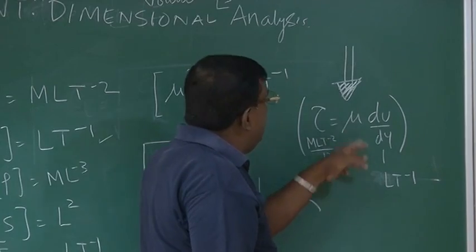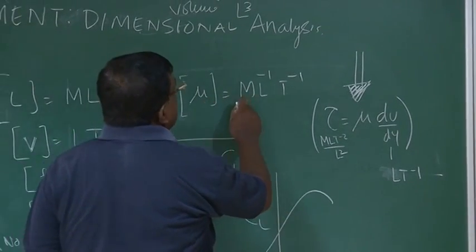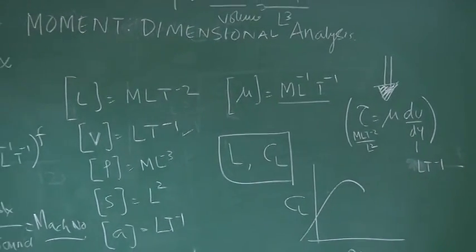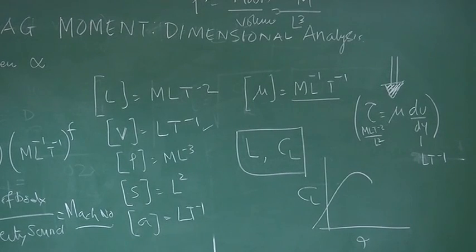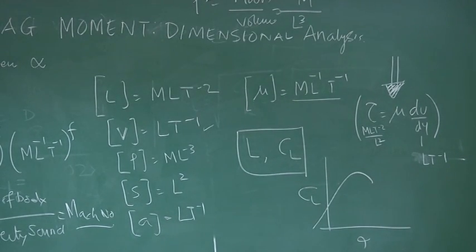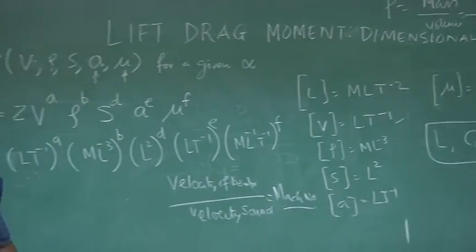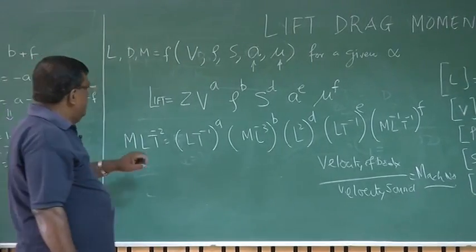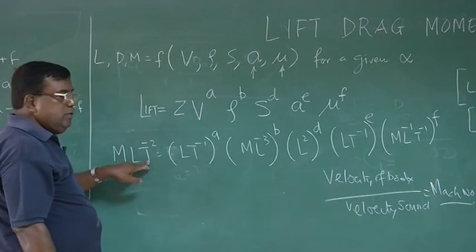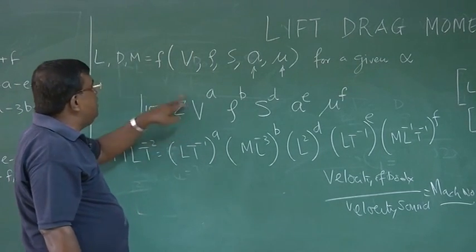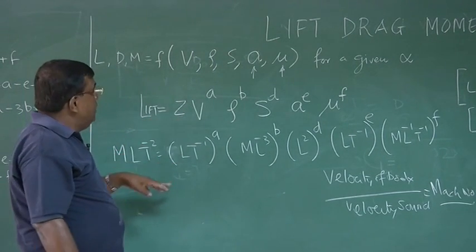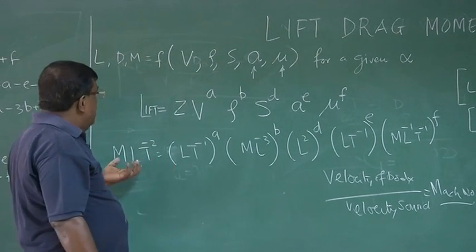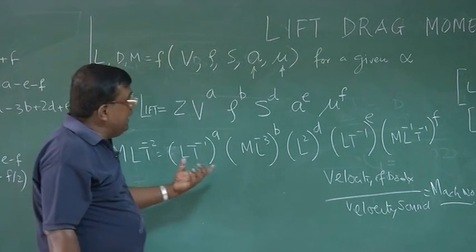So from this I can find out the dimension of coefficient of viscosity as M L minus 1 T minus 1, or otherwise also from basic definition you can check the dimension of coefficient of viscosity to be this. Okay, once I know this, then I will compare their dimension. What I will do? I will compare their dimension. So for lift, I will write M L T minus 2. For the right side, Z is dimensionless, but I am comparing the dimensions because if it is consistent, then the dimension of left hand side and right hand side should be the same.